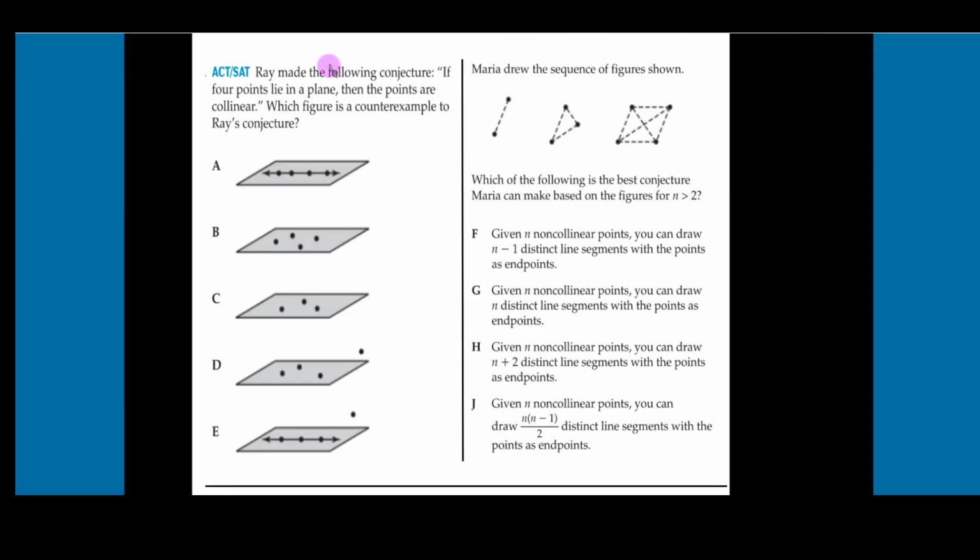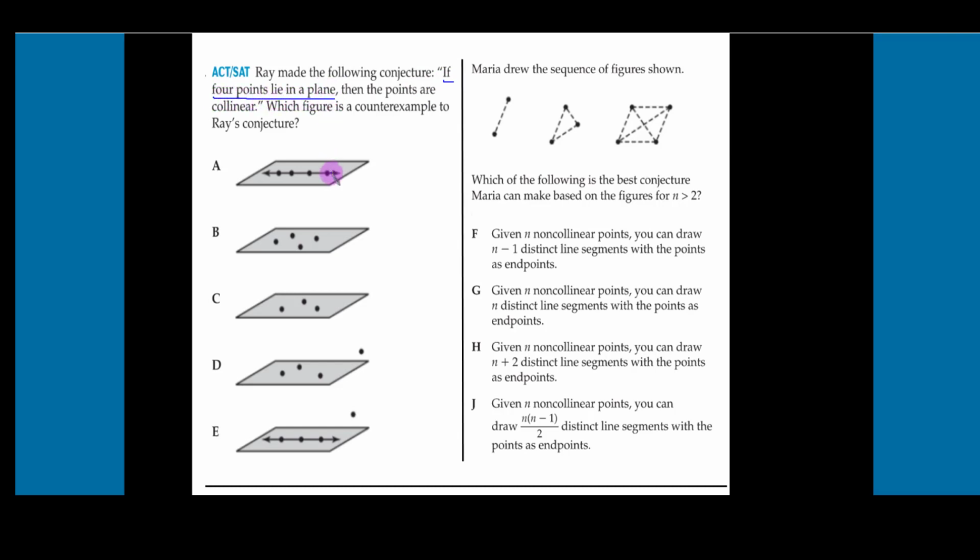This one I had to make a little bit smaller so I can fit the whole problem, but basically here we have an SAT and ACT question that deals with these types of problems. And the problem says that Ray made the following conjecture: if 4 points lie in a plane, then the points are collinear. Which figure is a counterexample of the conjecture? Well, basically here I have the condition: if 4 points lie in a plane.